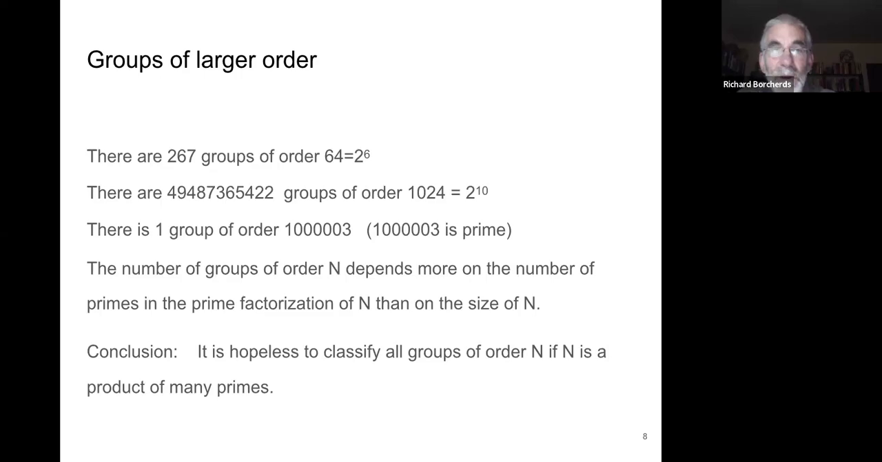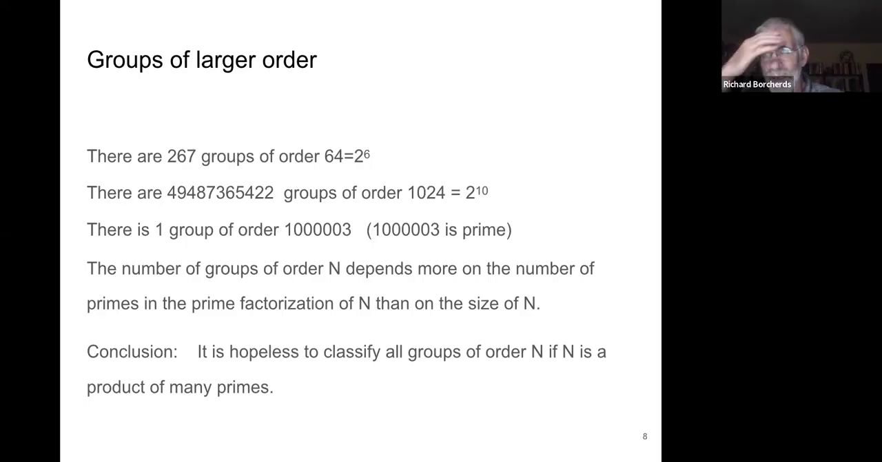Oh, this is now working. Okay, and we can ask how many groups are there of larger order. So if you go up to order 64, there are 267 groups. And if you go up to order 1024, then there are some ridiculously large number of groups. Obviously, you need to use a computer to count these. It's too many to do by hand.